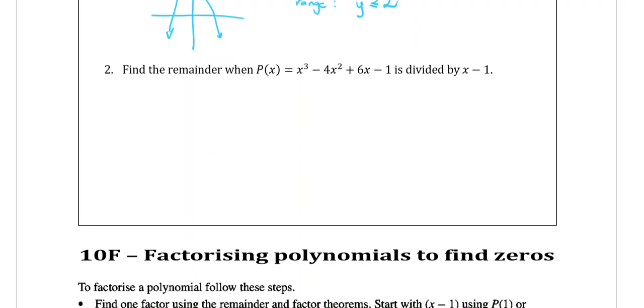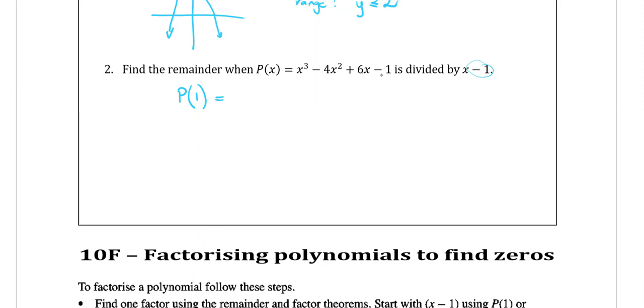Question 2. Find the remainder when the polynomial is divided by x minus 1. Now you could do a long division and find that, but we learned about the remainder theorem, which is if we sub in p of the opposite of minus 1, which is a plus 1, so we sub in p of 1 into the polynomial, then it will tell us the remainder.